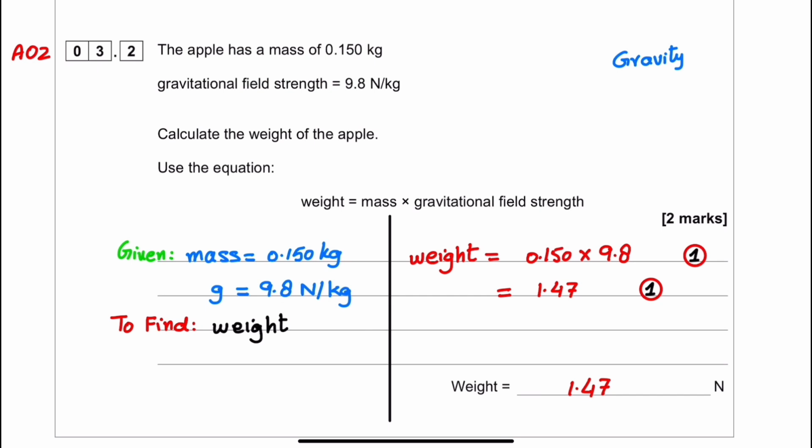We know that weight is equal to mass times the gravitational field strength. The value of mass is 0.150 and the value of g is 9.8 Newton per kilogram. We will multiply them together. The answer is 1.479 Newton. So the weight of the apple is 1.47 Newton. The marks distribution is given along the steps.